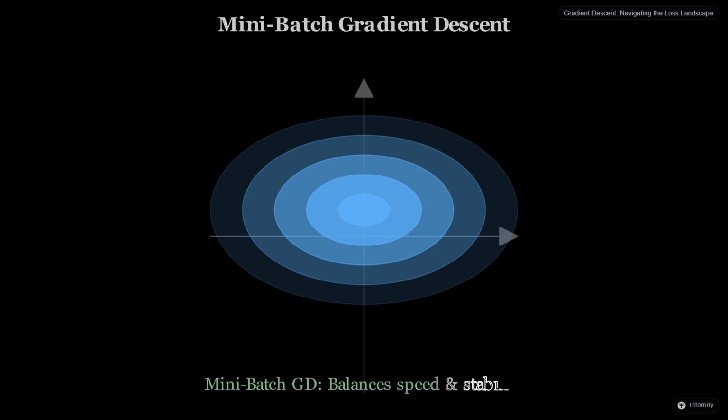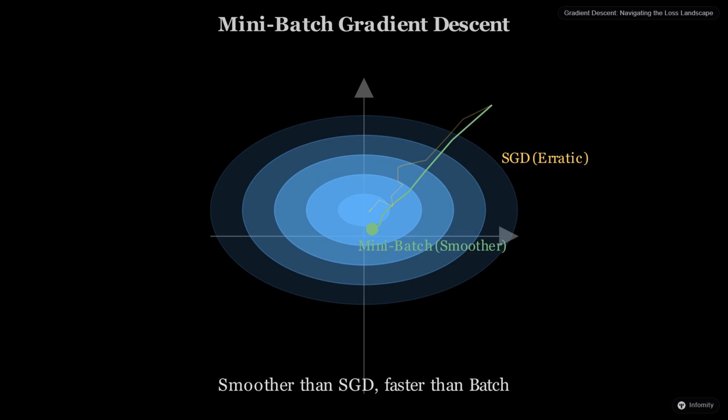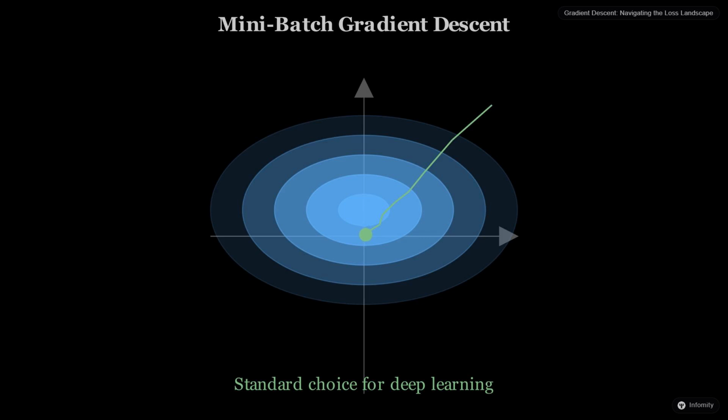In practice, we often use a compromise called mini-batch gradient descent. Instead of using all data points like batch GD, or just one like stochastic GD, we use a small, random group of samples. This balances speed and stability, providing a smoother path than pure stochastic descent while being much faster than full batch processing. It's the standard choice for training deep learning models, offering a highly efficient way to navigate even the most complex error landscapes. Whether you choose batch, SGD, or mini-batch, the ultimate objective is always the same: finding that minimal model error.